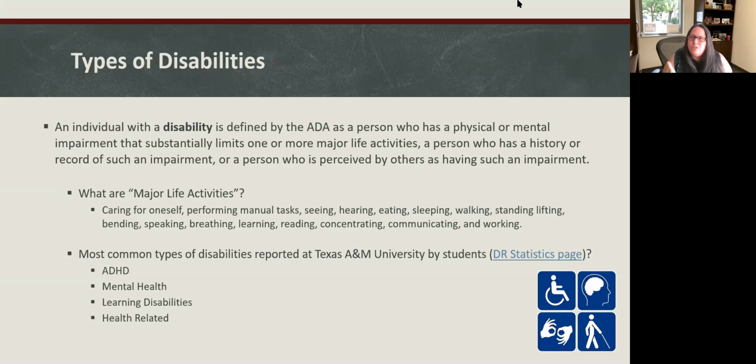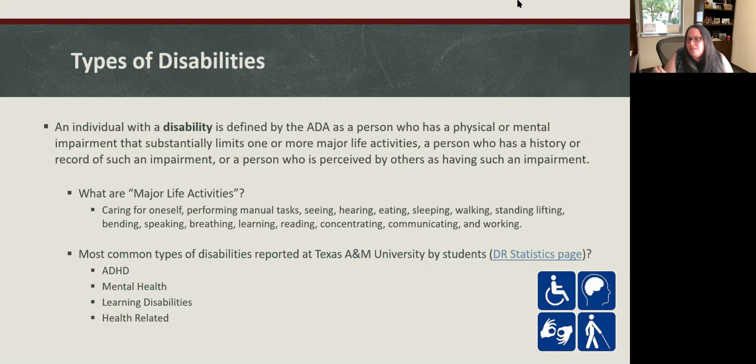So when we're looking at those major life activities, I think most people think about the most obvious: people who have some sort of mobility impairment, a hearing impairment, a visual impairment. But the way it's defined, when you look at the ADA and the ADA Amendments Act, it talks about caring for themselves, manual tasks, seeing, hearing, eating, sleeping, walking, standing, lifting, bending, speaking, breathing. And then the ones that really come up in an educational setting are learning, reading, concentrating, communicating, and working.